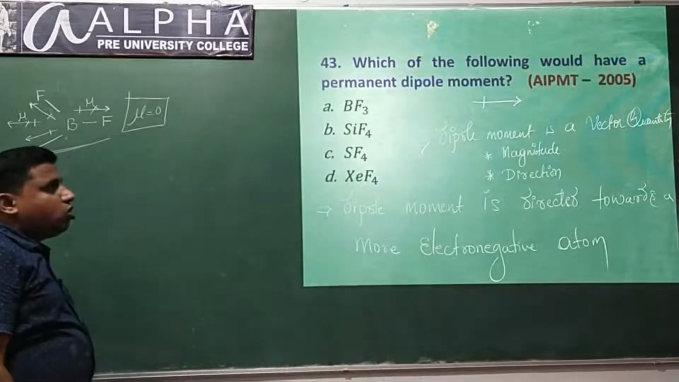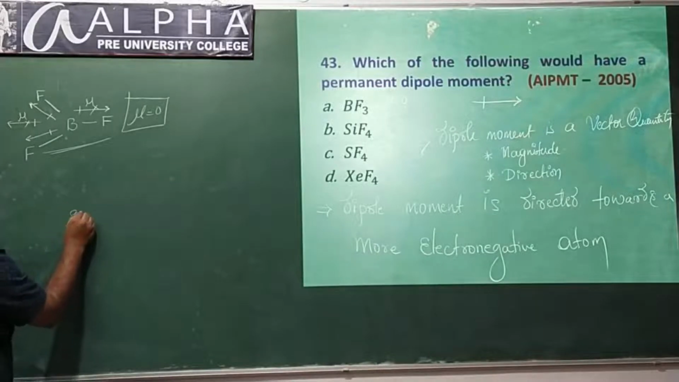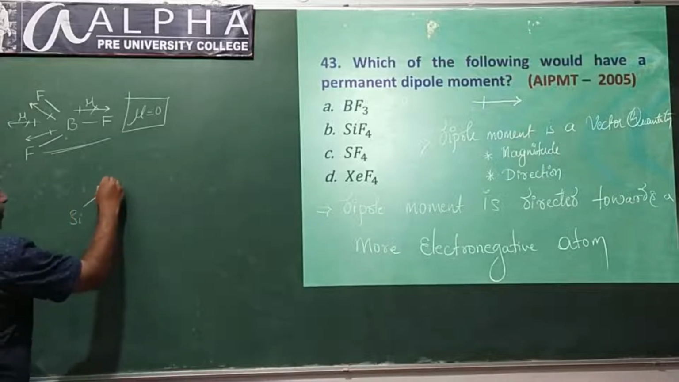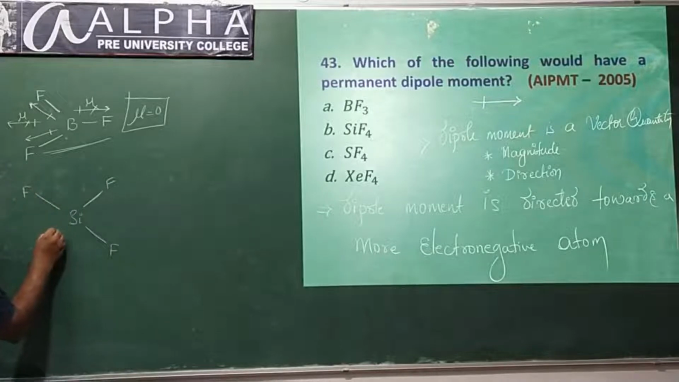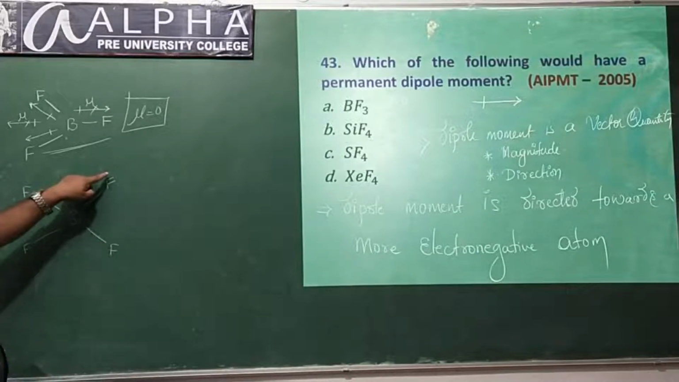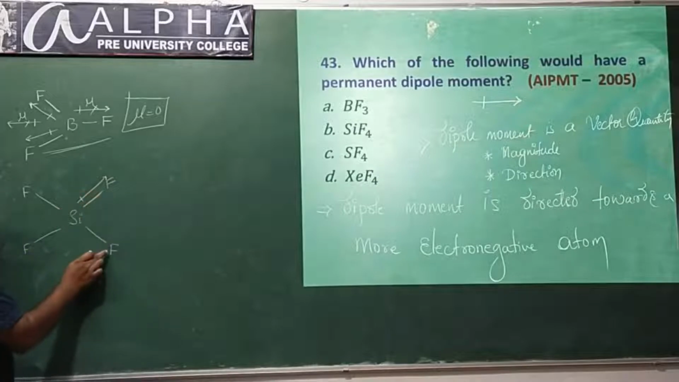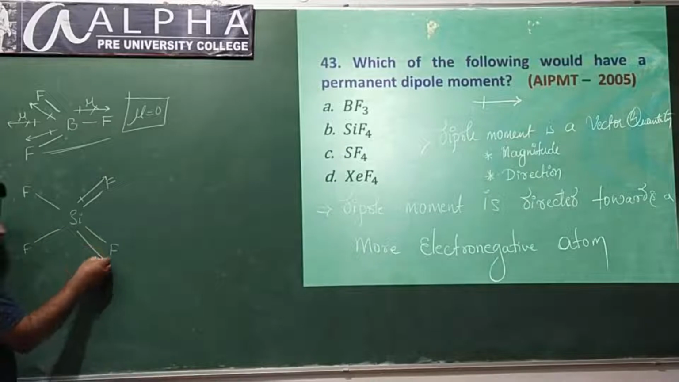Very nice. How about silicon tetrafluoride? It is actually a tetrahedral structure, but I have written it like that so that you'll be able to understand. Again, fluorine is more electronegative than silicon, so the dipole moment is in this direction. Here also fluorine is more electronegative than silicon, therefore the dipole moment is in this direction.